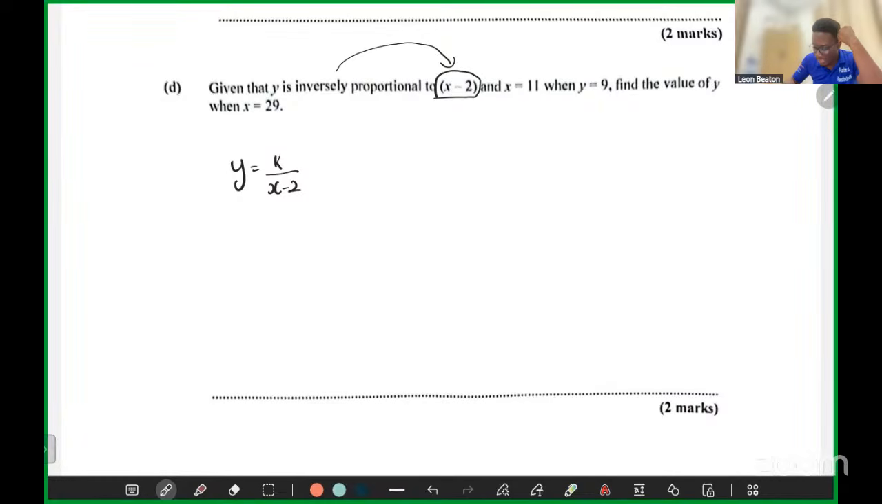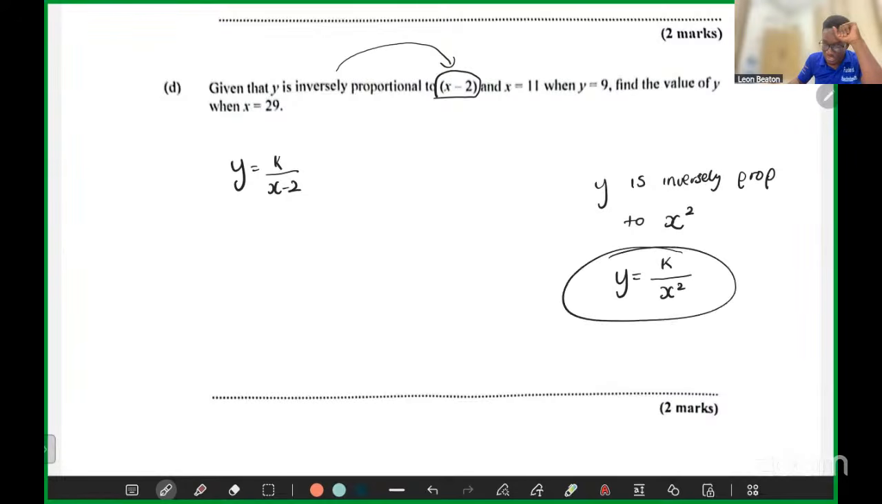Sometimes they can tell you y is inversely proportional to, I don't know, x squared. To represent this, y is equal to k again, divided by what it is inversely proportional to. In this case, it's x squared. So this is how you deal with inverse proportion.